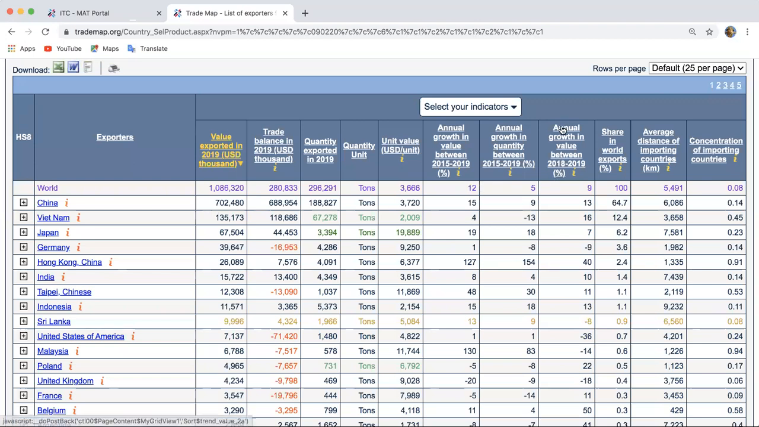And the third growth column shows you the growth over just 1 year. So between 2018 and 2019, the growth in value of green tea has been growing at 9%. So this is interesting to see. For example, if on average over 5 years, a product is growing at 12%, but it is growing at maybe 0% in the last year only, we can say that it's a very volatile product.